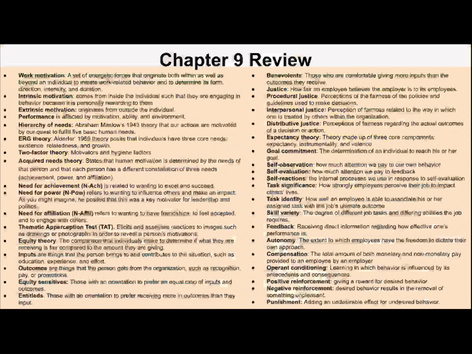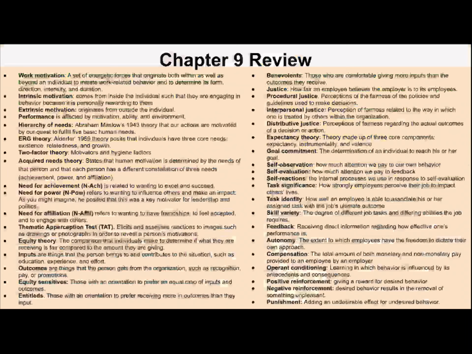Moving on to the core job tasks that can affect motivation, we have task significance, which is how strongly they think their job impacts others' lives. Task identity, the association between the task the employee is doing and the actual job outcome. Skill variety, different abilities and tasks required on the job. Feedback, getting direct information regarding how effective your performance has been.